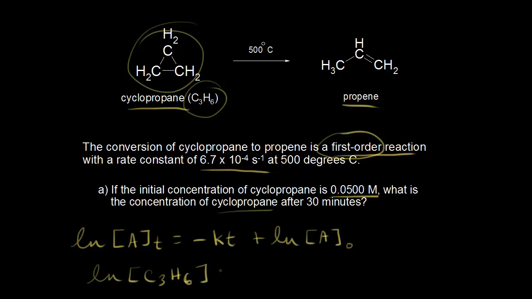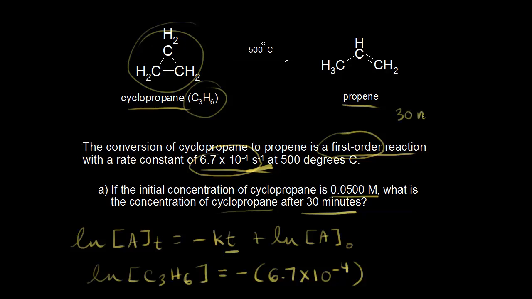C3H6, is equal to negative k, which is 6.7 times 10 to the negative 4, times the time. And since we have k in seconds, and we have 30 minutes here, we need to convert 30 minutes into seconds.